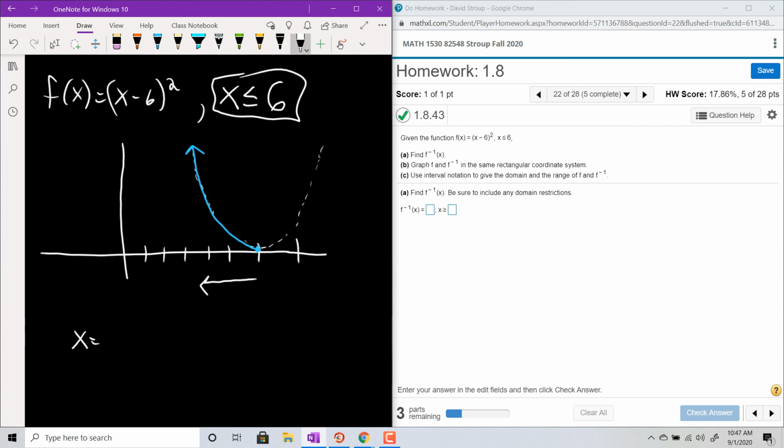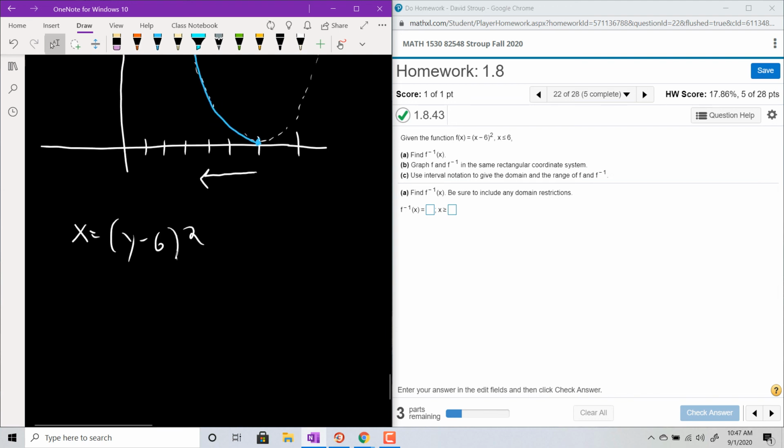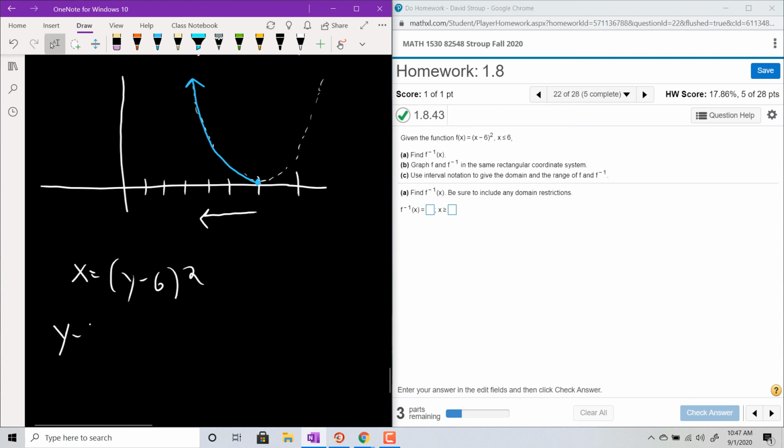So x equals y minus 6 squared. Okay, so in the first part, you need to use the square root property, right? So you have y minus 6 squared equals x. Square root of both sides. Y minus 6 is plus or minus square root of x, right?